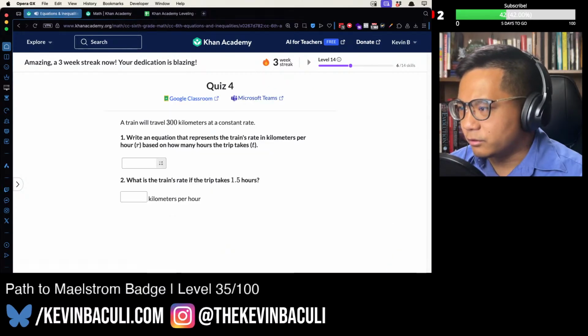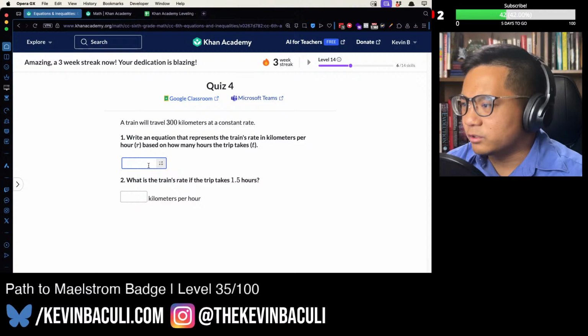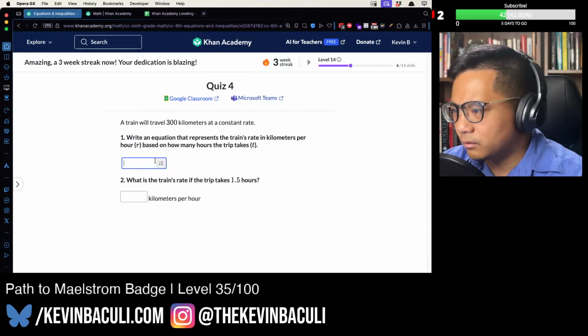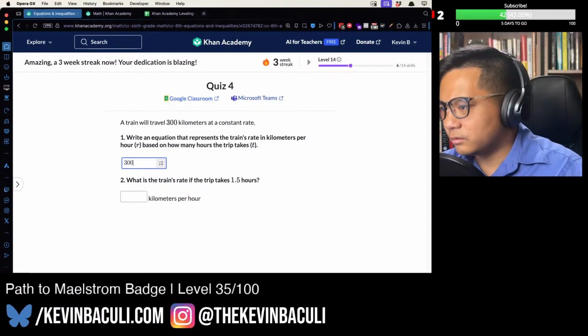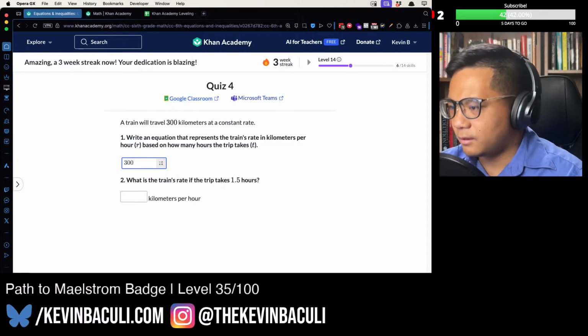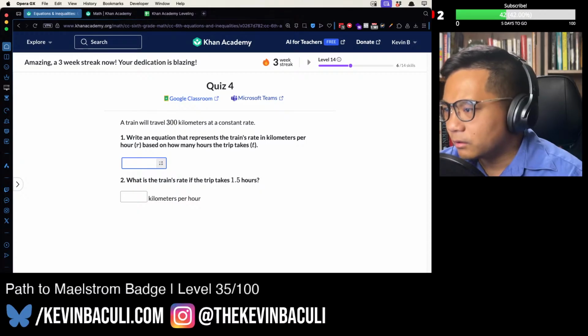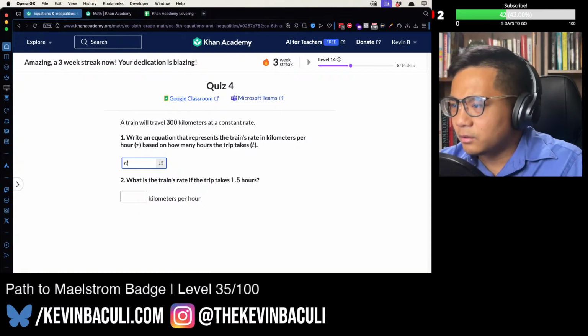Train will travel 300 kilometers at a constant rate. Write an equation that represents the train's rate in kilometers. 300 equals RT. Kilometers per hour.